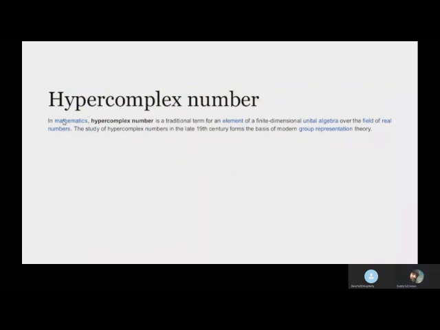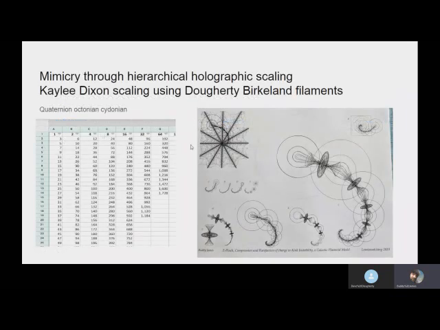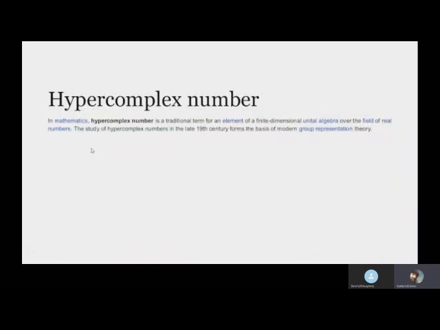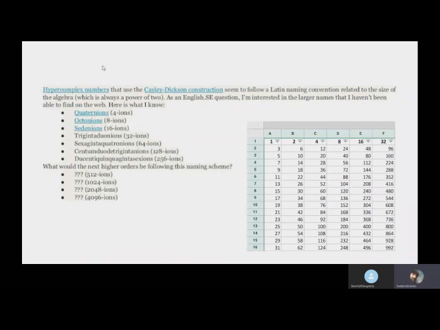A hypercomplex number in mathematics, hypercomplex numbers is a traditional term for an element of a finite dimensional unital algebra over a field of real numbers. So this is the real numbers, but these are the real numbers arranged in the Cayley-Dickson, putting a Cayley-Dickson space-time transformation over it yields this. So the study of hypercomplex numbers in the late 19th century forms the basis of modern group representation theory. Here we go again.